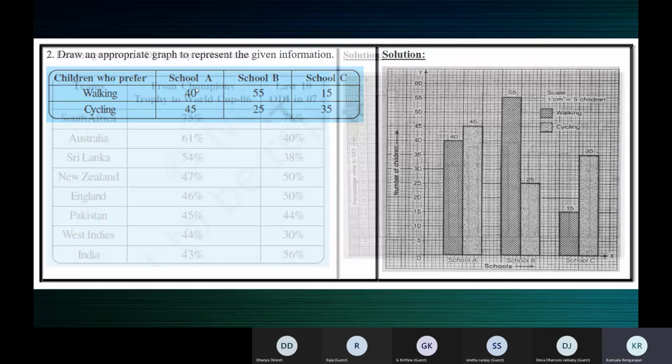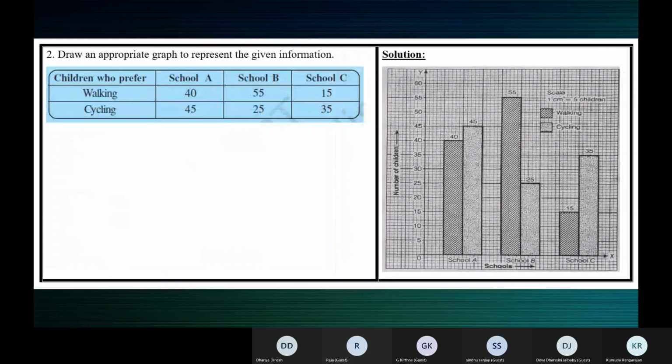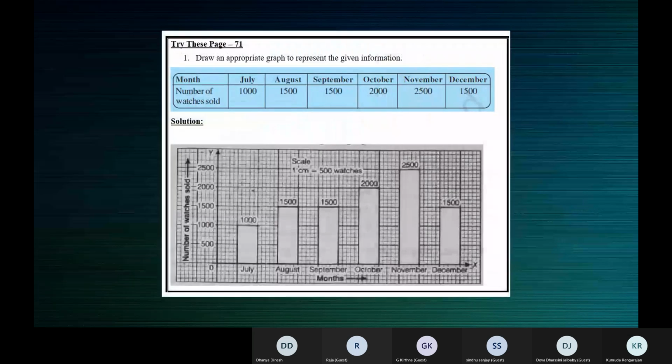Okay, so now when you make these graphs, what you observe here is that these numbers are multiples of 500. They're also multiples of 100. They're multiples of 10. They're multiples of 5, 50. How do you choose a scale? So the bars must not be very tall, nor should they be very short. So choosing an appropriate scale is very important.